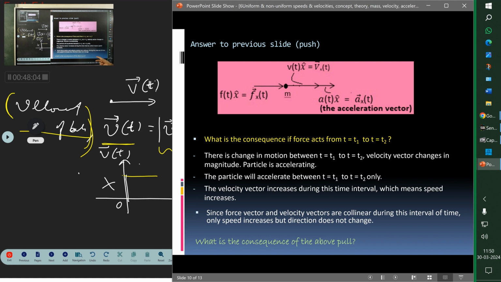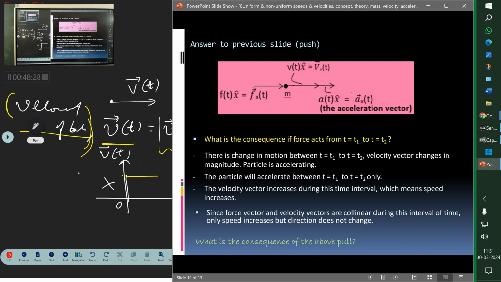What is the consequence of the pull? The velocity keeps on decreasing, it becomes 0 and starts accelerating in the direction of the force vector. And the speed goes on decreasing, it becomes 0, and after it becomes 0, if the force still continues, then the speed will increase in the negative x direction.